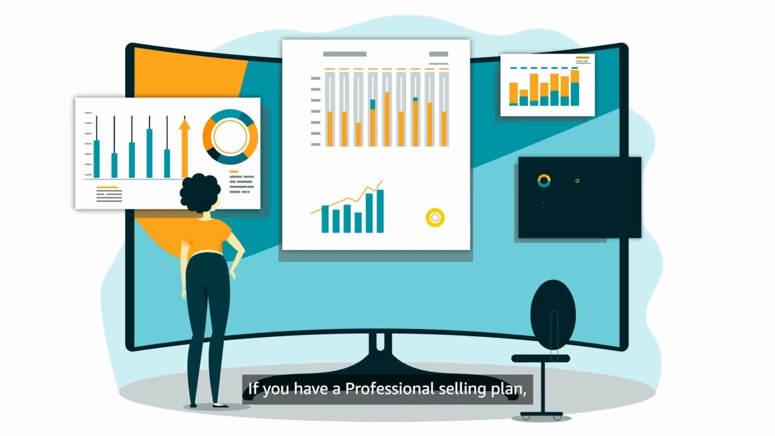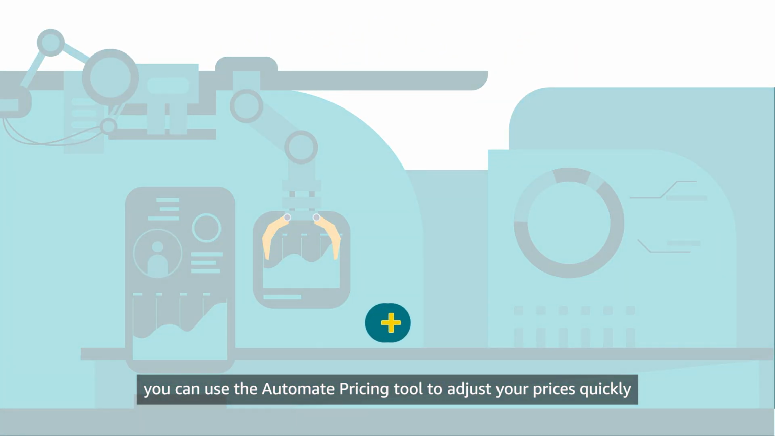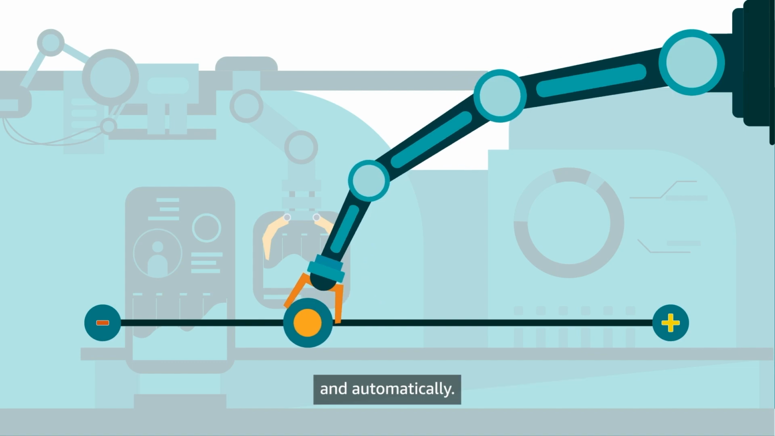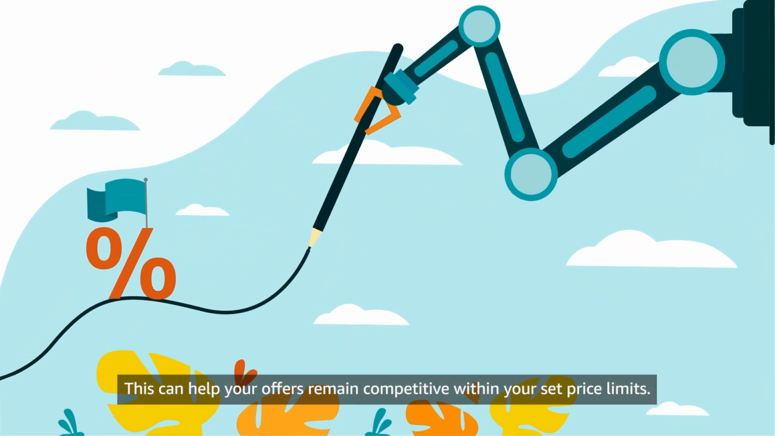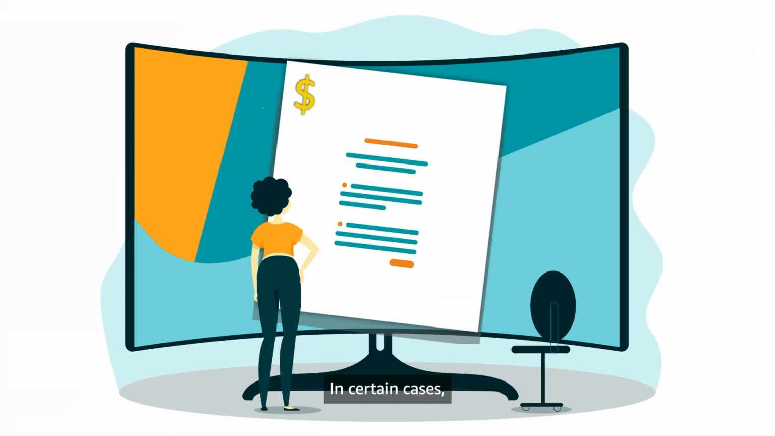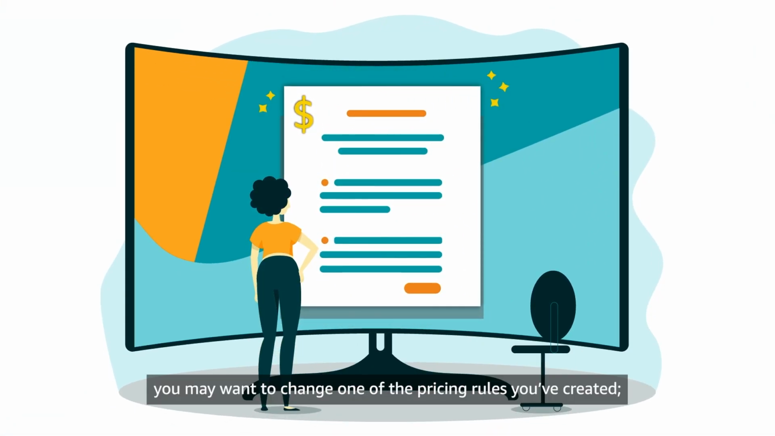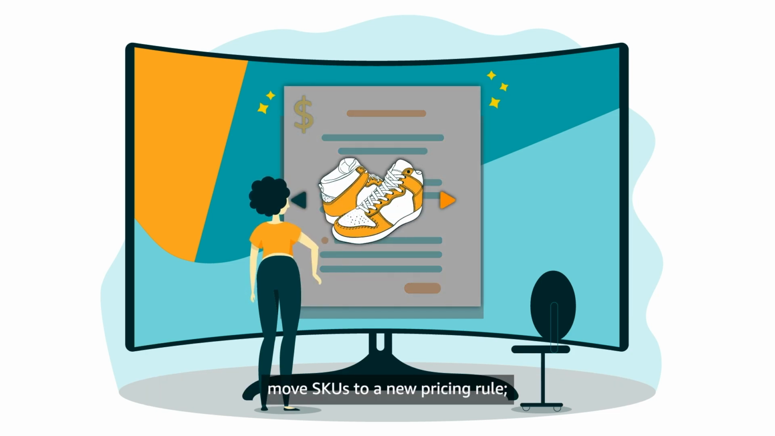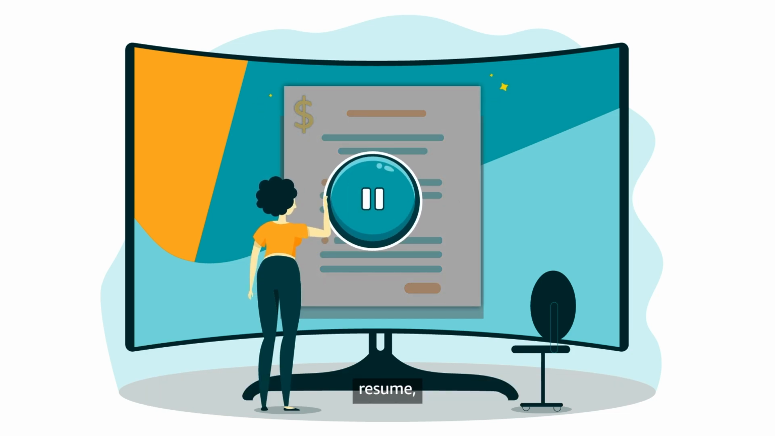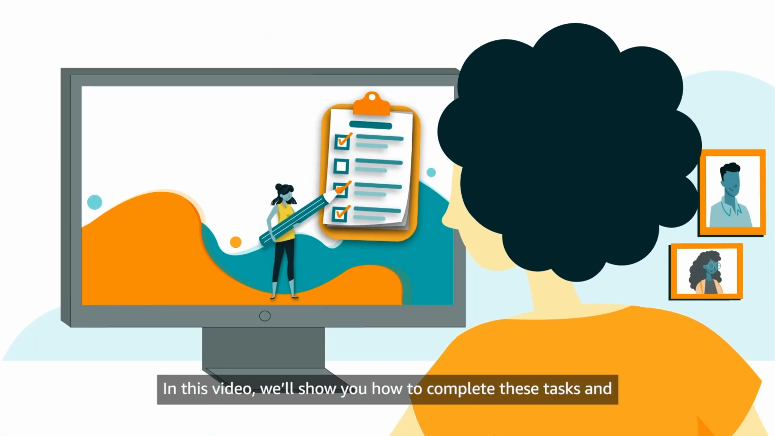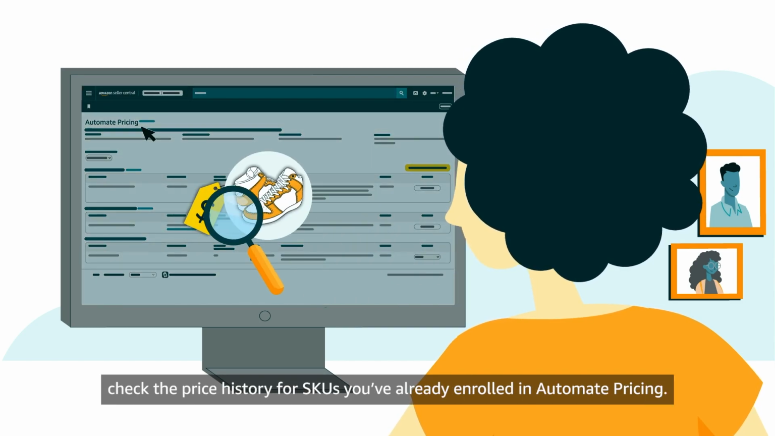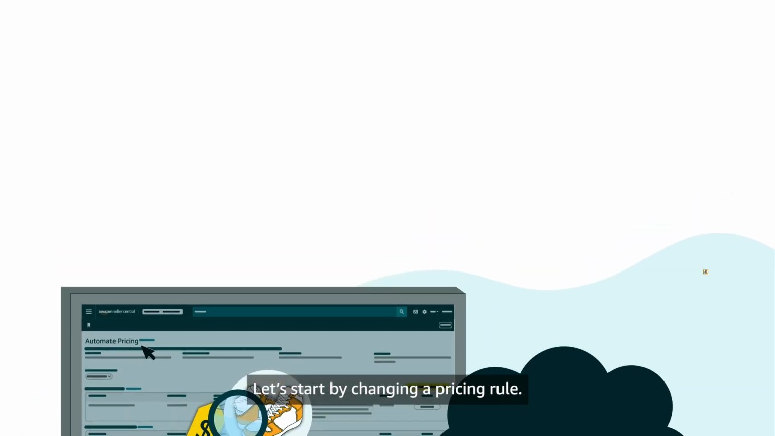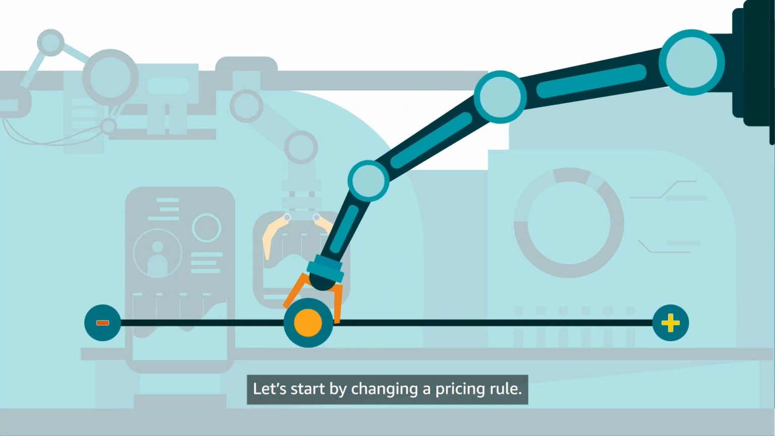If you have a professional selling plan, you can use the Automate Pricing tool to adjust your prices quickly and automatically. This can help your offers remain competitive within your set price limits. In certain cases, you may want to change one of the pricing rules you've created, move SKUs to a new pricing rule, or pause, resume, or delete a pricing rule. In this video, we'll show you how to complete these tasks and check the price history for SKUs you've already enrolled in Automate Pricing. Let's start by changing a pricing rule.